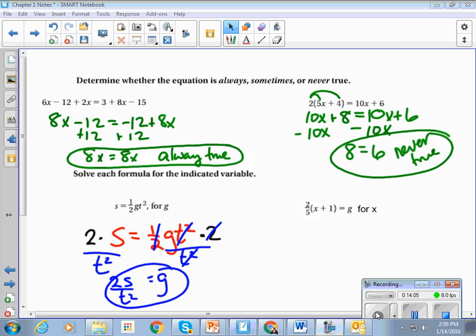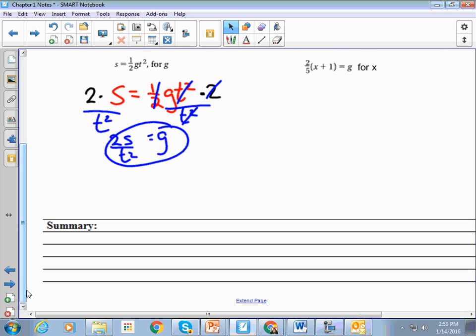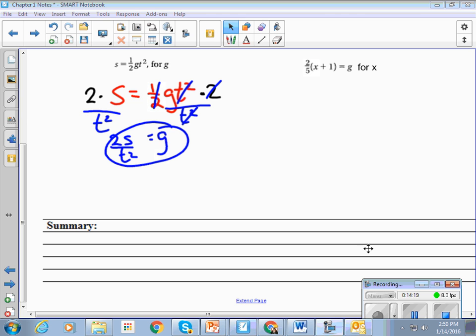All right, so for time constraint's sake, we won't do this last problem. But you want to make sure you're using those inverse operations to solve for just the letter you want. You leave that letter alone and solve for the rest of them.